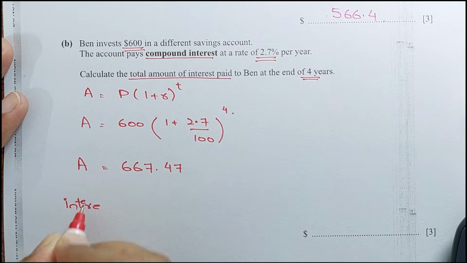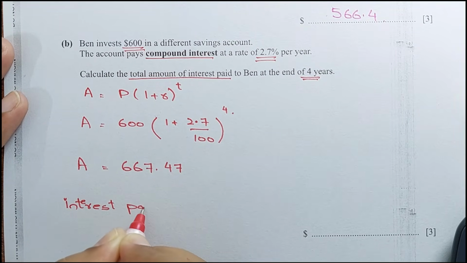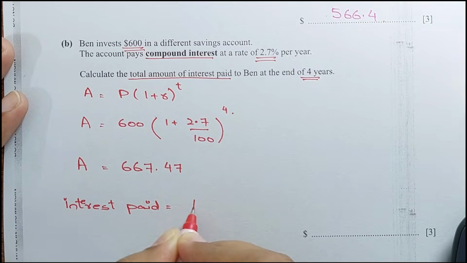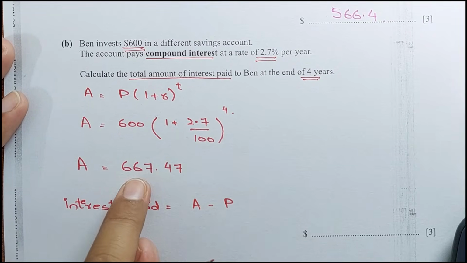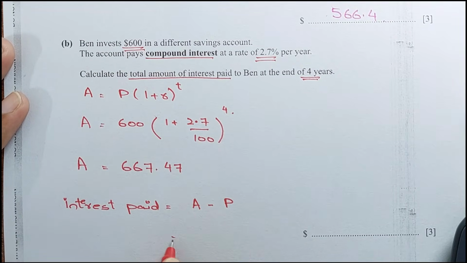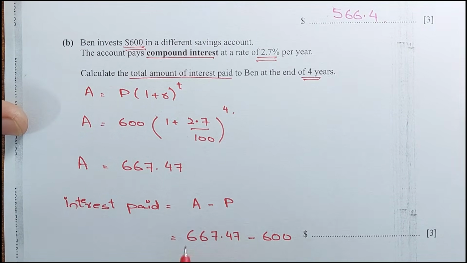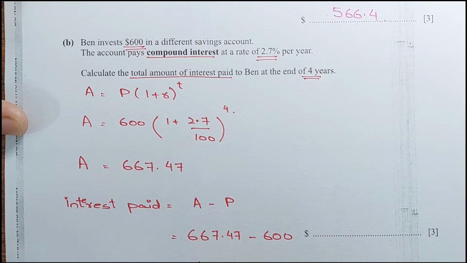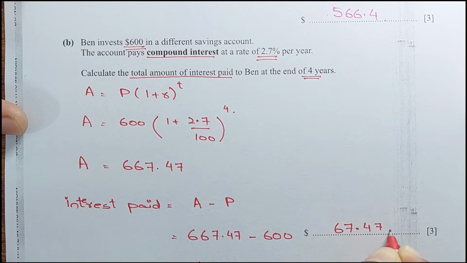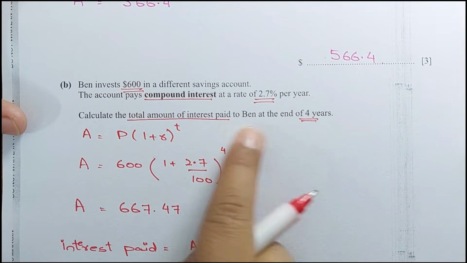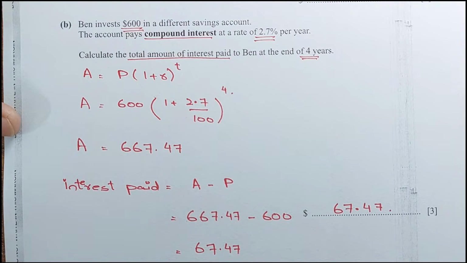Now to get the total interest paid, from the amount we have to subtract the investment. That is the amount and that is the investment. Amount is 667.47, subtract the investment, which is 600, and that is 67.47. So $67.47 is the total amount of interest paid to Ben at the end of 4 years.